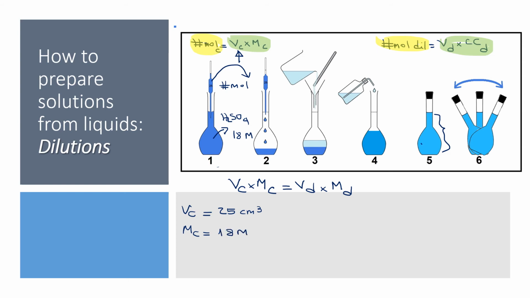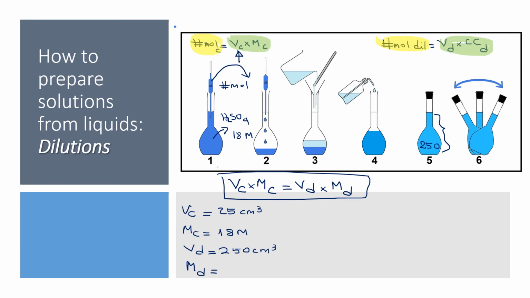Now, let's pretend that I use here a 250 volumetric flask, 250 centimeters cube volumetric flask. The volume of the dilute solution is going to be 250 centimeters cube. And the concentration, or the molarity, let's put molarity here so you understand. The molarity of the dilute solution is going to be the one that we are going to calculate. How do we calculate that? By using this formula here, okay? So in this case, instead of putting C and D, I can put solution 1 and solution 2.